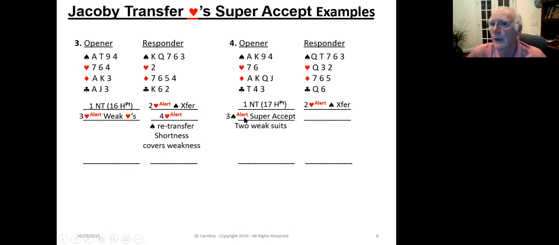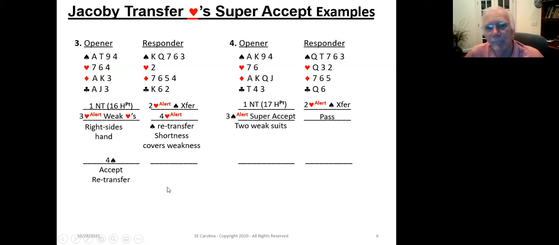Okay, and so now the responder counts his points. He's got 2, 4, 6. He's only got 7 points, and he says, well, my partner could have as many as 17. Okay, I've only got 7. That's 24. We can't have game. So he says, I'm just going to pass. And that shuts out the opponents also from being able to find they might have a double fit in hearts and spades.